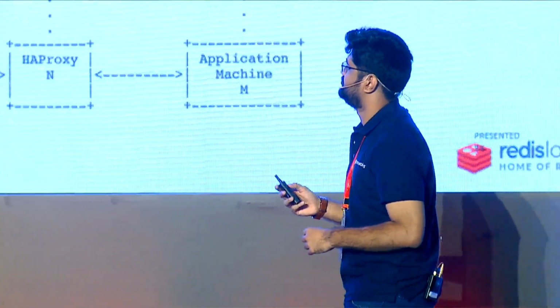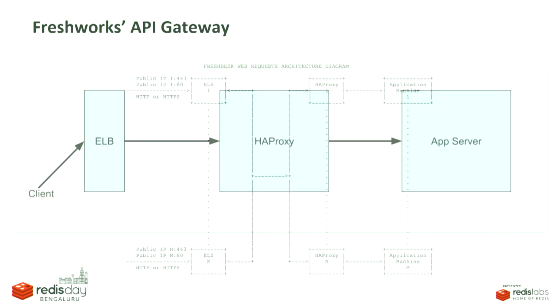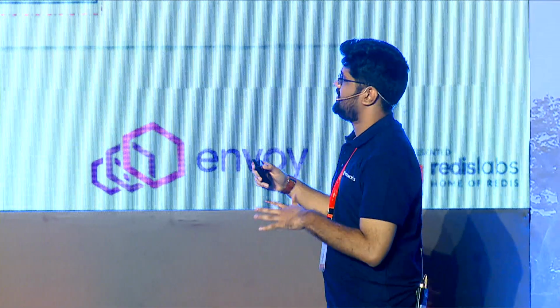I'll walk you through Freshdesk, which is one of our products, the customer support product. I'll show you how our infra looks, and where the API gateway fits into this. Typically, every request lifecycle starts at the ELB, which is your load balancer, and then it goes through an HA proxy layer. The HA proxy is a proxy that decides which application server the request gets routed to, and then you have your application machines. A very brief summary: a client sends a request, it hits the ELB, then it goes to the HA proxy, and then the application server receives the request. So where does the API gateway fit into all of this?